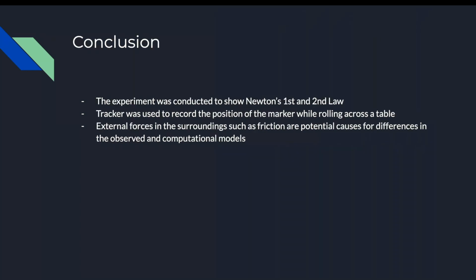So in conclusion, the experiment was conducted to show Newton's first and second law, and then Tracker was used to record the position of the marker while rolling across the table. And then the results of the experiment show external forces in the surroundings, such as friction, are potential causes for differences in the observed and computational models.